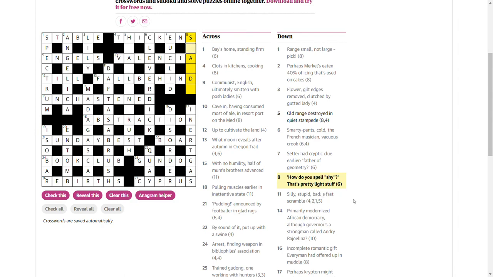Pretty light stuff. Shandy. S H and Y. Yeah. How do you spell shy? S H and Y. Very good. And shandy is a very light drink.